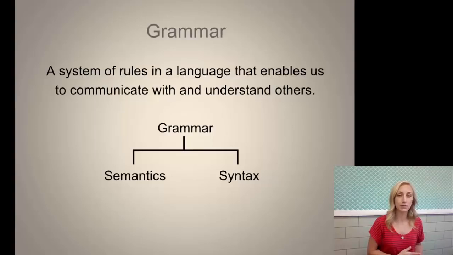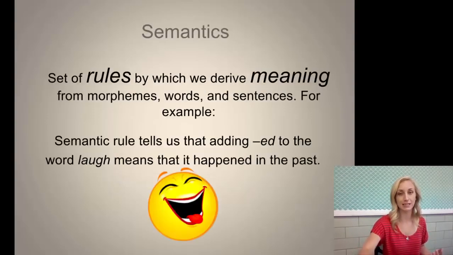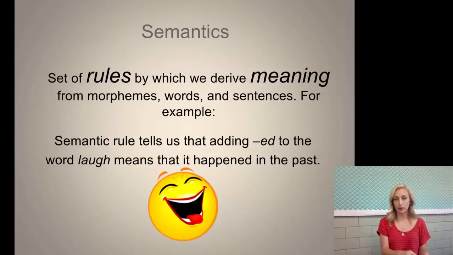Grammar is the system of rules in a language that enables us to communicate with and understand others. And this is very much culturally determined as well. We're going to talk about semantics and syntax. Semantics are the set of rules by which we derive meaning from morphemes, words, and sentences. For example, we have a semantic rule that tells us that adding ed to the word laugh means that it happened in the past.